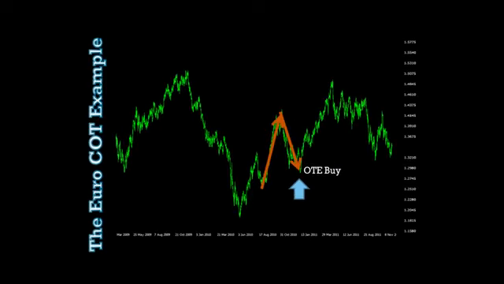And there is your optimal trade entry, which would have been retracing to the 72 and 79% retracement levels on the daily chart.